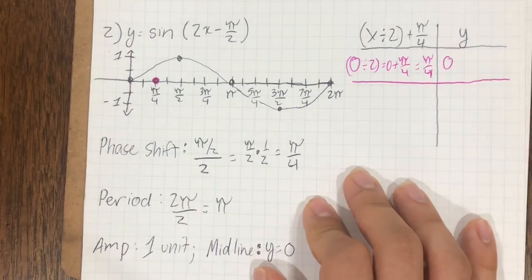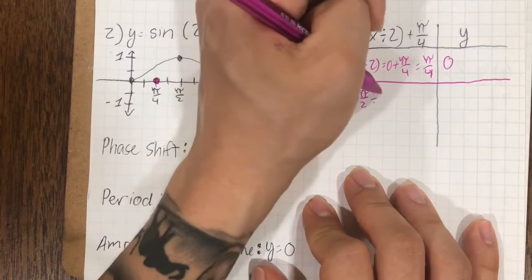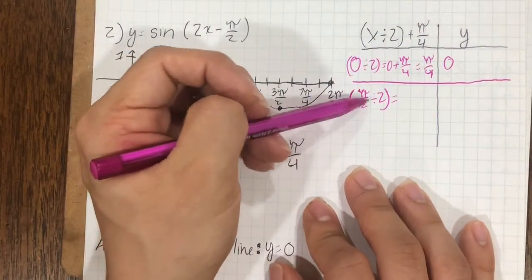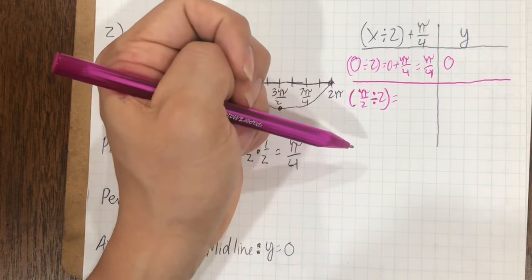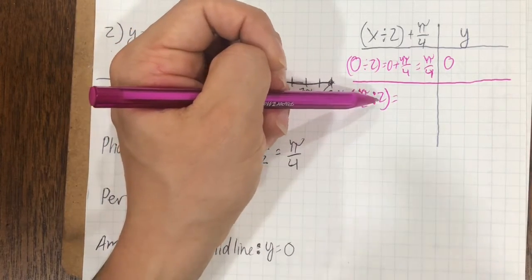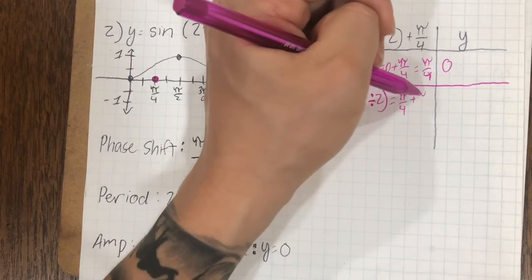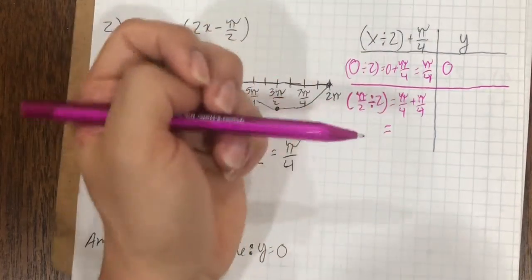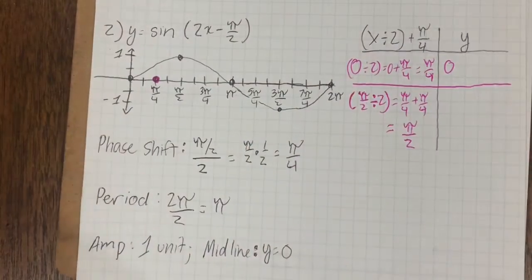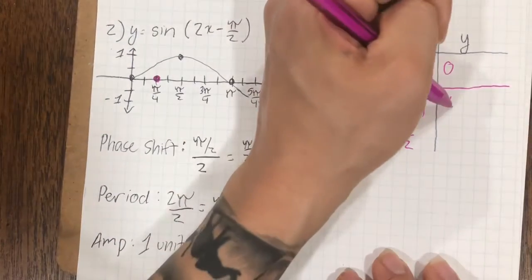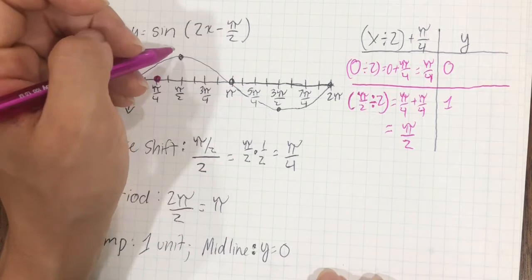Then my next point is pi over 2, 1. So I have pi over 2 divided by 2. I'm dividing a fraction by a whole number, so I do the keep, change, flip. I keep this, I change this into a multiplication, and then I flip this 2 into a 1/2. So it's going to be pi over 2 times 1/2, and that gives me pi over 4. And then I add this pi over 4 to pi over 4, and when I add those two together I get 2 pi over 4, which simplifies to pi over 2. All right, so I have pi over 2, 1.